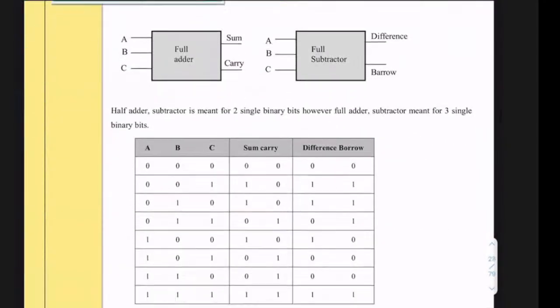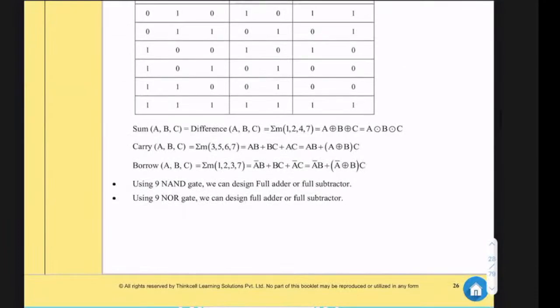Same is the story for the full adder and full subtractor. Here I would like to highlight again, in case of full adder and full subtractor, the sum expression and difference expression are the same. Their min terms are 1, 2, 4, 7, with the assumption A is MSB and C is LSB. The corresponding expression is A XOR B XOR C. Similarly, the carry min terms are 3, 5, 6, 7, and the borrow min terms are 1, 2, 3, 7.